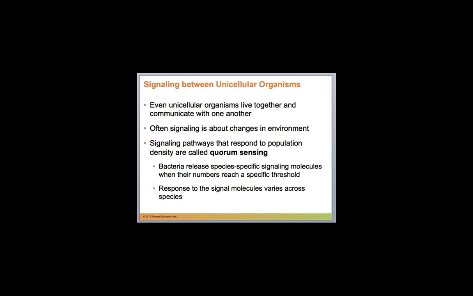Okay, so even unicellular organisms have to be able to respond to their environment and communicate with one another. Often, the signaling communication between these unicellular organisms is going to be based on their environment, particularly density. So signaling pathways that respond to a population density is known as quorum sensing. Bacteria release species-specific signaling molecules when their numbers reach a specific threshold. In response, they're going to release signaling molecules, and these signaling molecules are going to vary across species.